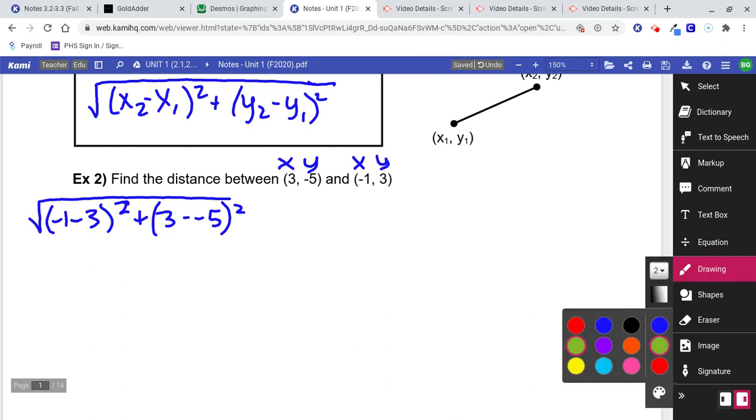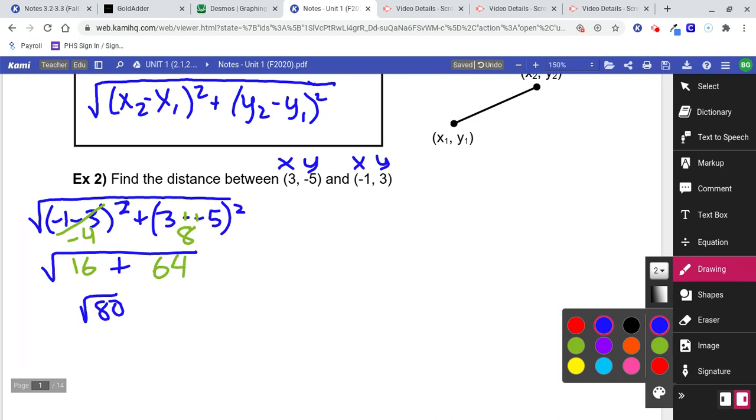So let's clean that up a little bit. We've got -4 squared. That's -4, and we're going to square that and get 16. And 8, we're going to square that and get 64. So we've got the square root of 16 plus 64. That's the square root of 80. Okay? Square root of 80.